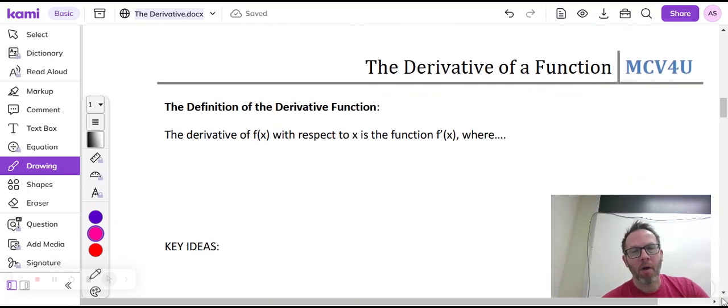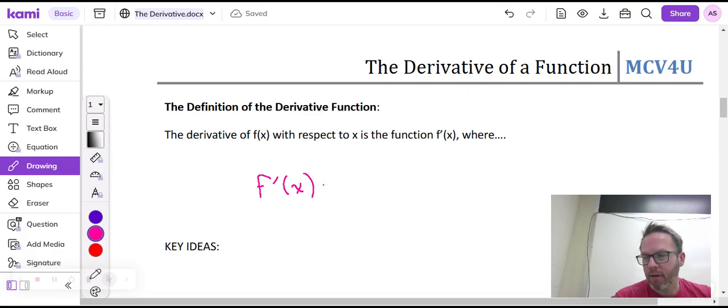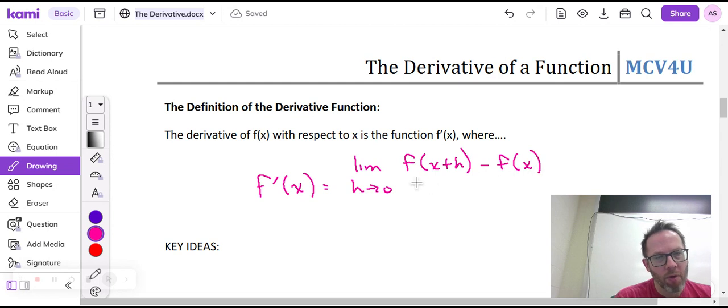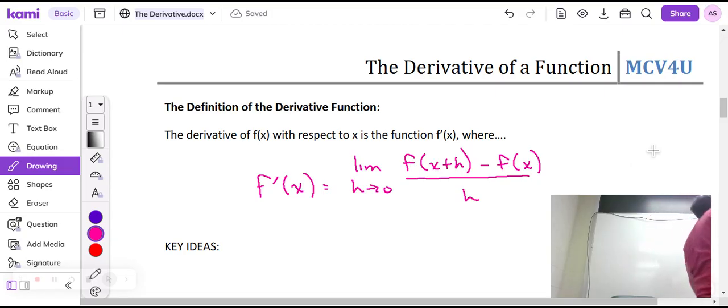So let me head back here. All right, so the derivative of a function is another function where, and this is where we're popping in our derivative, f prime of x is equal to the limit as h approaches 0 of f at x plus h minus f at x all divided by h. And we now know exactly where this comes from.